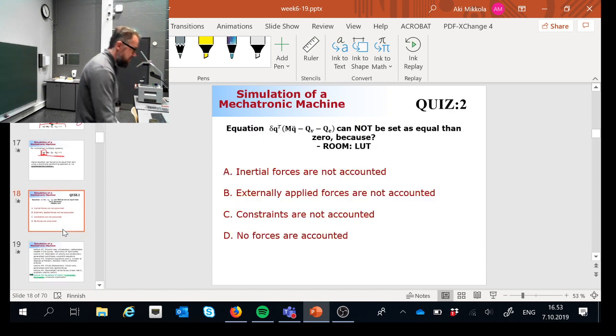Okay. The equation cannot be set equal to 0 because inertial forces are not accounted for. External applied forces are not accounted for. Constraints are not accounted for. No forces are accounted for. Hold on. Would you like me to go back and repeat what I just said? Yes. But you said that it's clear before. No, it wasn't you. It was someone else. Let's go back. Let's look at this situation. Don't answer. Okay?